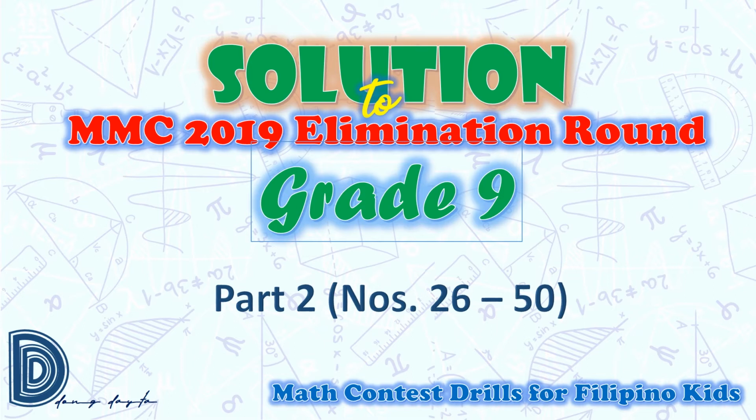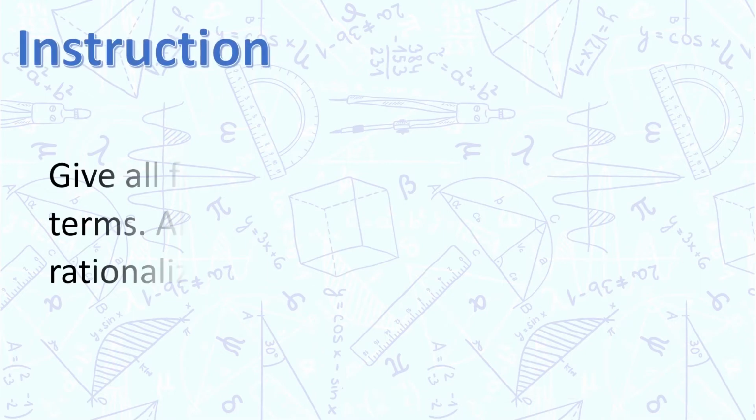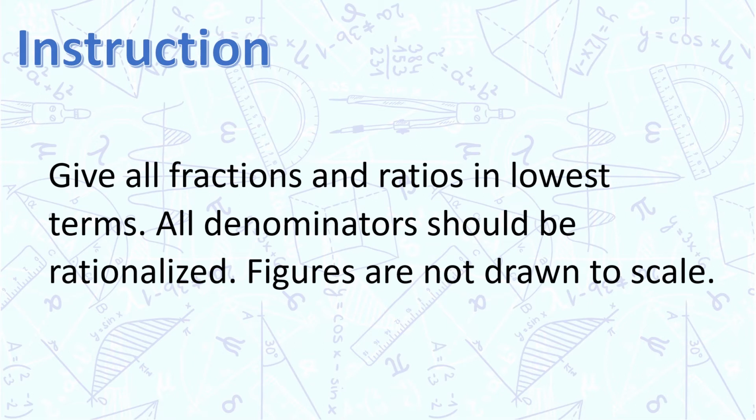Let us have the solution to MMC 2019 Elimination Round, Grade 9, Part 2. Let us recall the instruction. Give all fractions and ratios in lowest terms. All denominators should be rationalized. Figures are not drawn to scale.